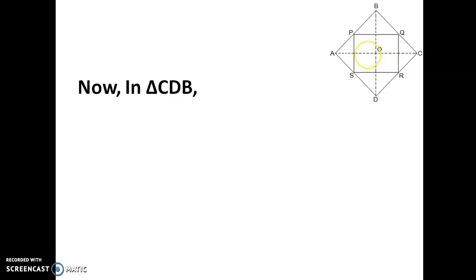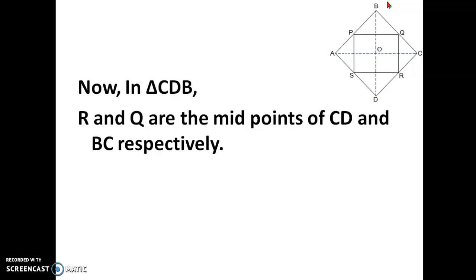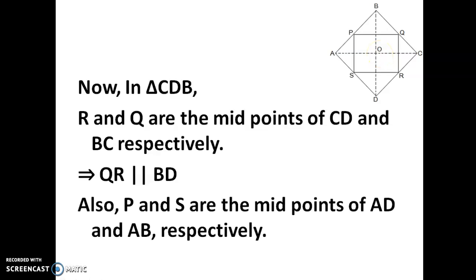Now in triangle CDB, this triangle we are taking, this half of the rhombus. In that, R and Q are the midpoints of CD and BC respectively. So we can say that QR is parallel to BD by the midpoint theorem. These two are the midpoints of the sides of the triangle, so by the midpoint theorem it is parallel to the third side.